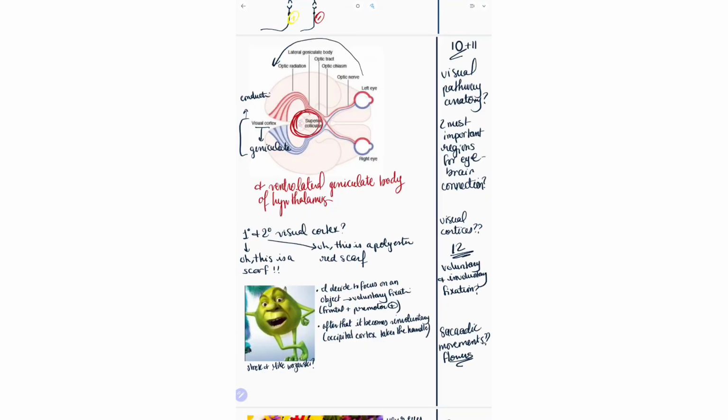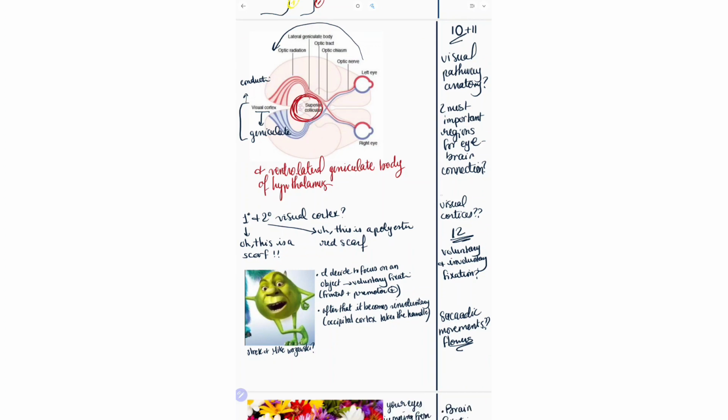Makes sense. As for the visual pathway, to be honest, this is anatomy. You should know this from anatomy. But in physiology, what you should really focus on is what are the important regions for eye and brain connection, right? There are, of course, the superior colliculus, geniculate body, and the visual cortex.